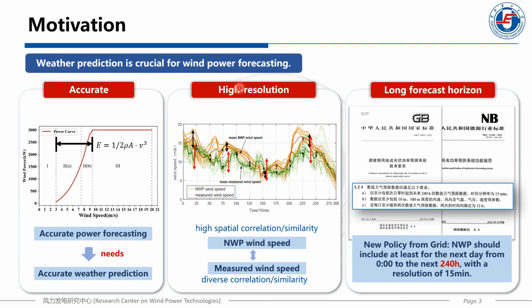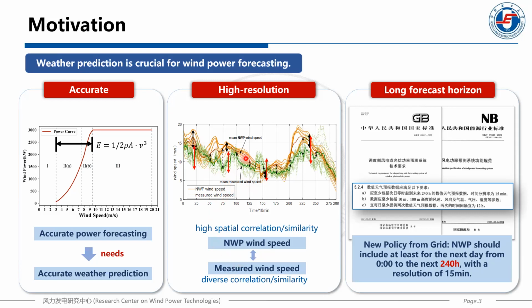But we also find two main requirements for the power forecasting and for the weather prediction. The first one is we hope to have higher resolution for the weather prediction. Now we mostly use 1 hour resolution, and then use some way to downscale it to 15 minute resolution and use it for wind power forecasting.